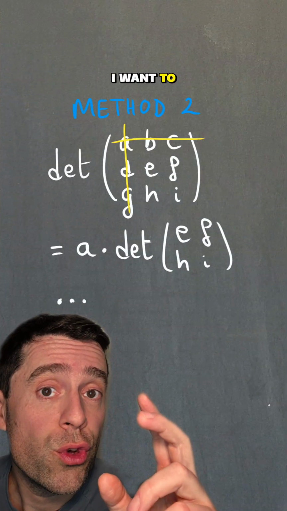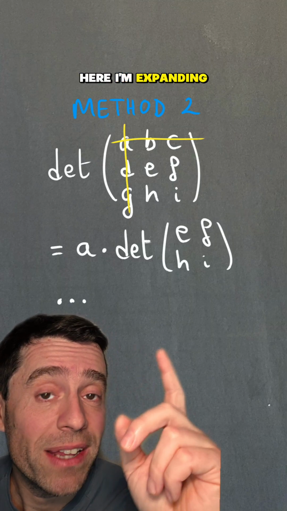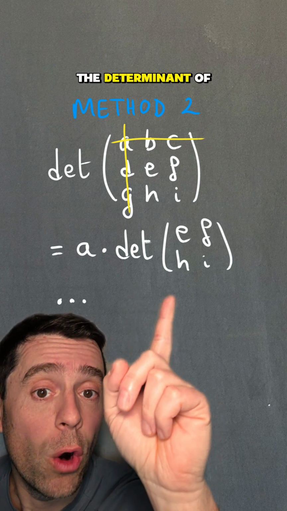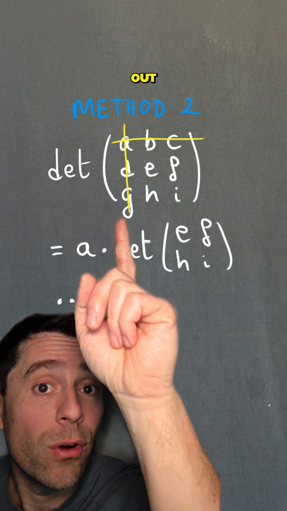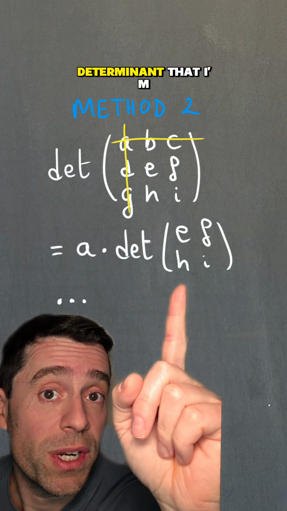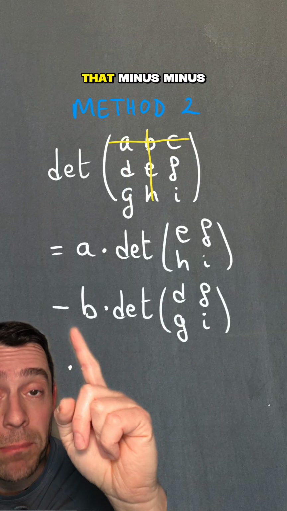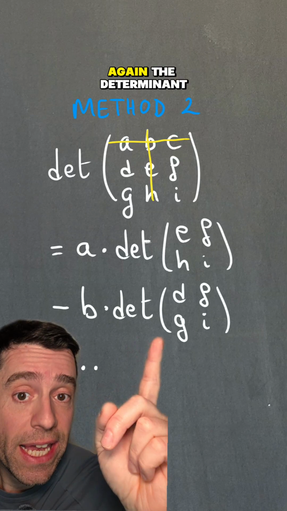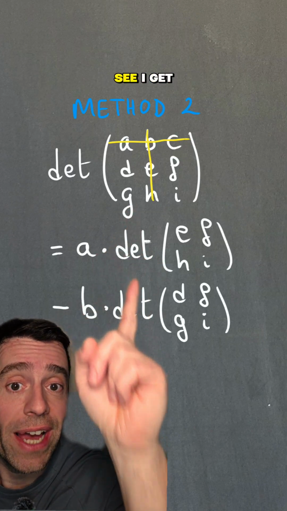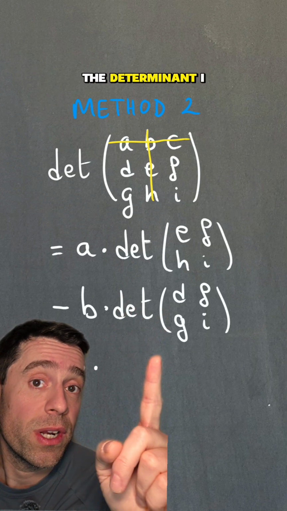The second method I want to show you for a 3 by 3 matrix is what we call the expansion along a row. Here I'm expanding along the first row, and the first term will be A times the determinant of the numbers I get when I cancel out the first row and the first column. You see, I get 4 numbers left, and that's the determinant I'm calculating here. The second term will be minus, don't forget that minus, B times, again, the determinant I get when now I cancel the first row and the second column. So you see I get D, F, G, and I left out, and that is the determinant I compute here in this second term.